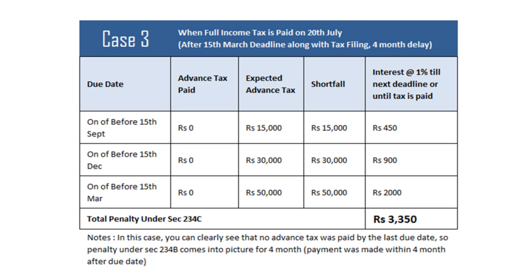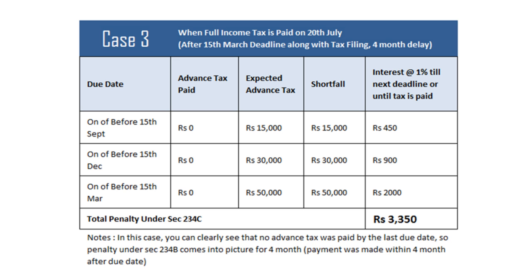Now case 3 is when he pays his full income tax on 20th of July. Along with tax filing, he decides that I will file my taxes and pay my full tax on 20th of July. So if you calculate how much delay is there, you will see that it is 4 months of delay. Now all the calculations are the same, just that for the March row the penalty is 2,000 rupees because 1% of 50,000 is 500 rupees and he has to pay it for 4 months because he was late by 4 months for paying it. So the total would be 3,350 rupees.